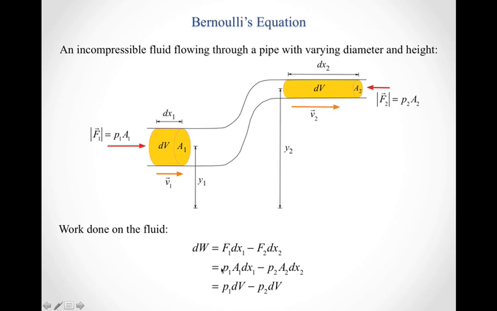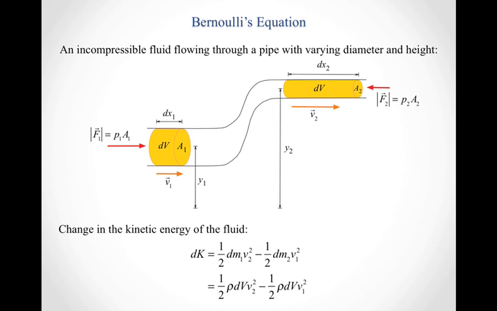Well, the force is pressure times an area. So force 1 is pressure 1 times area 1. Force 2 is pressure 2 times area 2. And now when I think about this, I see that what I've got is an area times that little length of the tube. So in both cases, this is dV. So what I get is my differential work term is really pressure 1 times that differential volume element minus pressure 2 times that differential volume element. So this is the work done on the fluid.